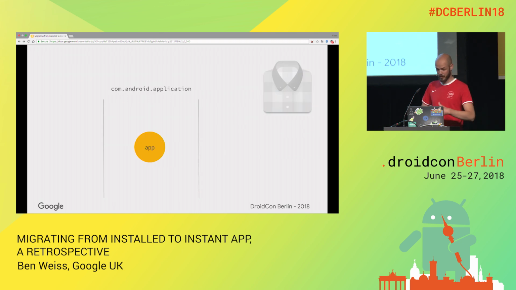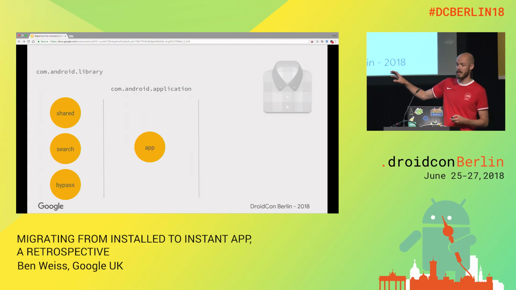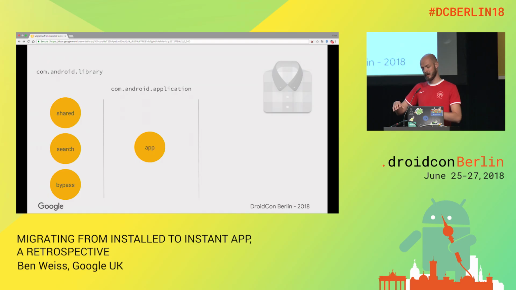So how does it look in a more graphical way? We've got the app, which uses the application plugin. We've got the 3 libraries, which are shared, search, and bypass, which is a native library, which, because of app bundles, like I said earlier, is being split up into different CPU architectures. You don't have to have all the CPU architectures as .so files in one single APK, but you only get the one that you actually need.